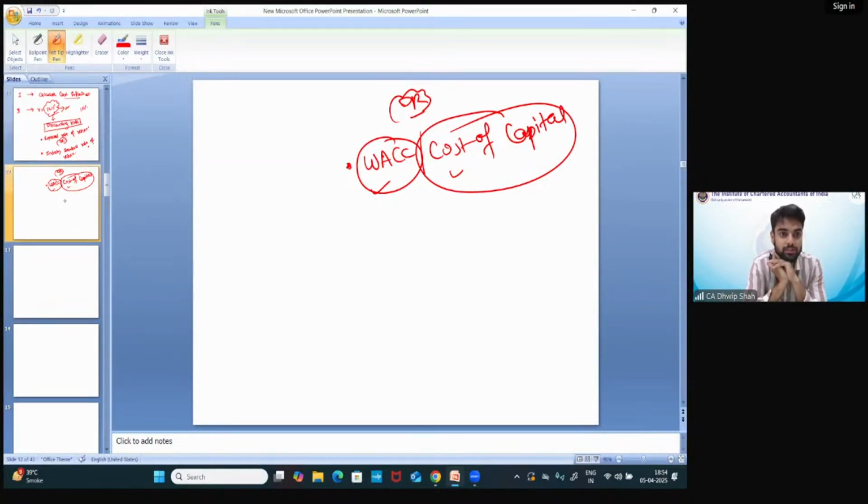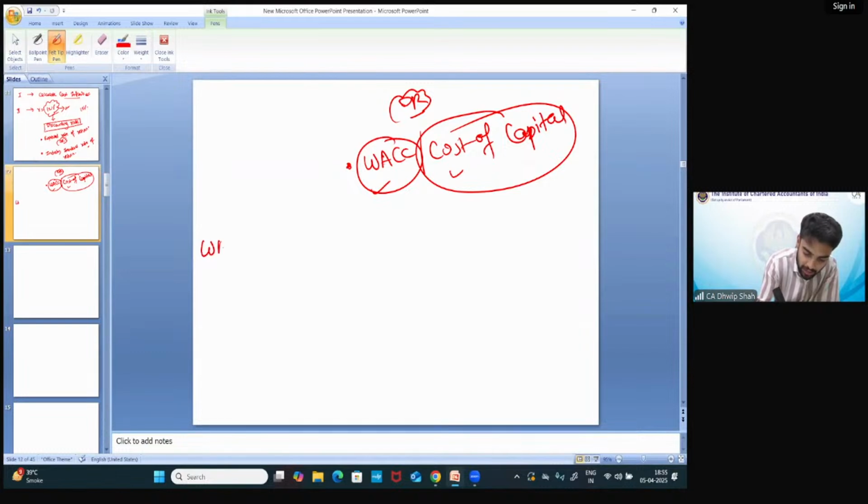Everyone understood? Is everyone getting this? Clear? So first was how to calculate cash inflows. Second, how to select a discounting rate, or what actually should be your discounting rate. So when I say discounting rate, it is nothing but the expected rate or the industry standard rate, or if that is also not available, then your cost of capital.